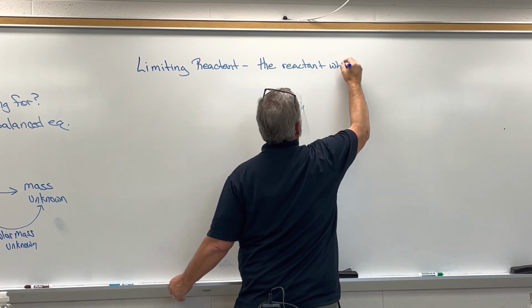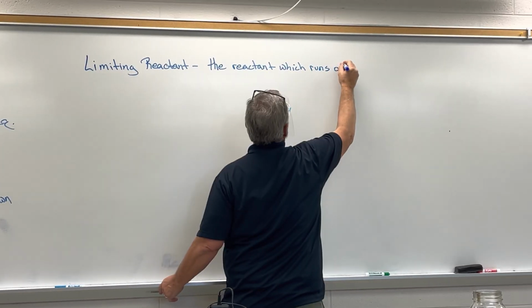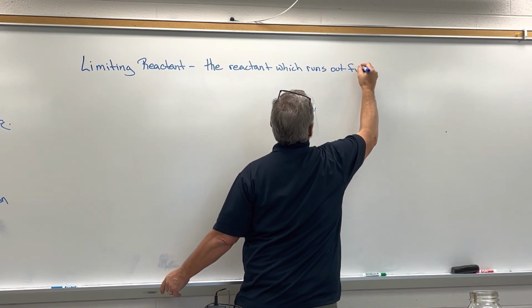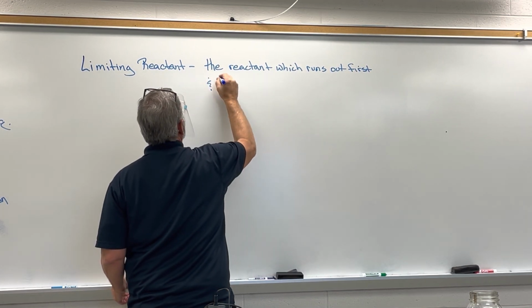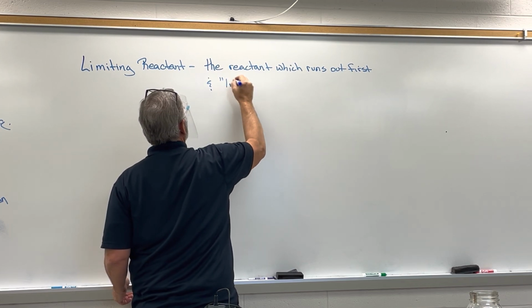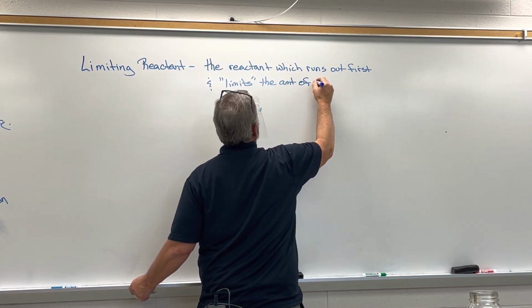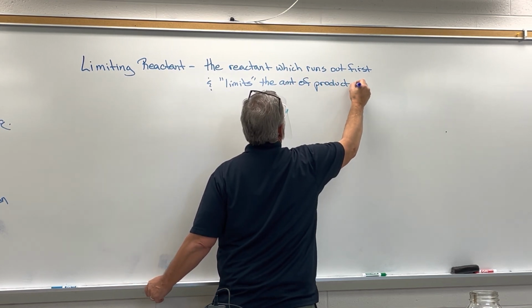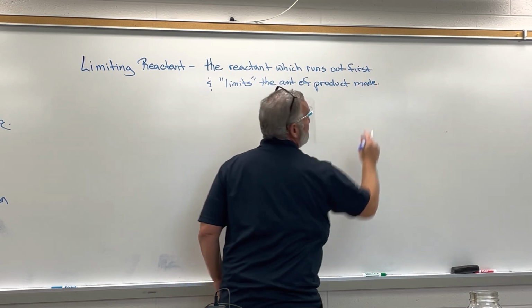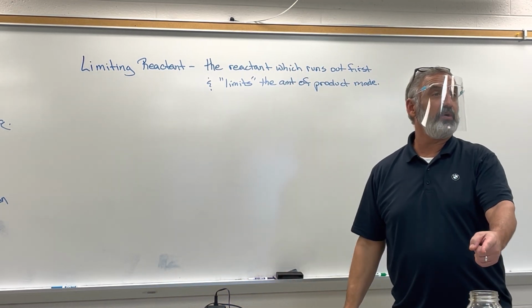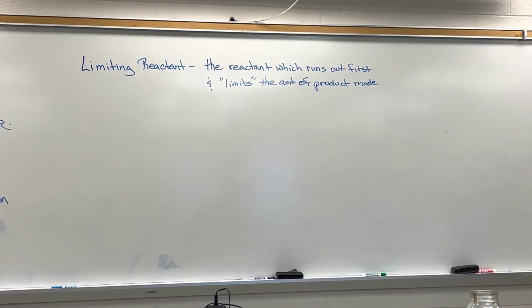The limiting reactant is the reactant which runs out first and limits the amount of product made. Because once it goes out, there's no more CO2, no more water being made because there's no more oxygen. There's plenty of wax left, there just wasn't enough oxygen. So the limiting reactant runs out; it's the one that limits the reaction. So how do we calculate the limiting reactant?